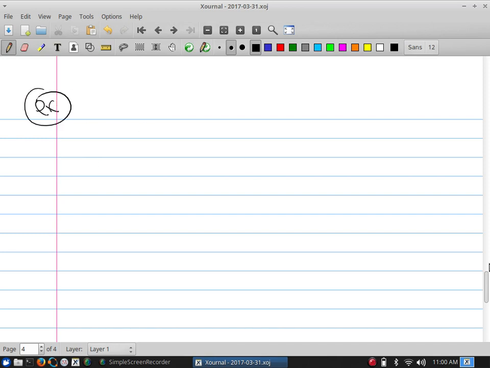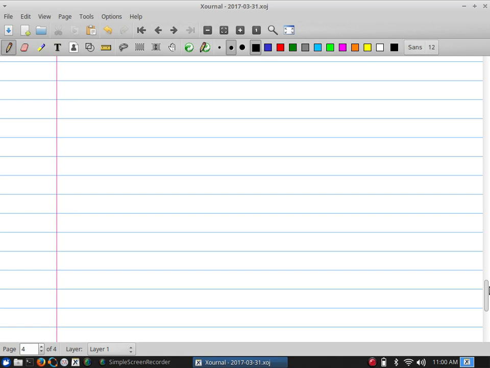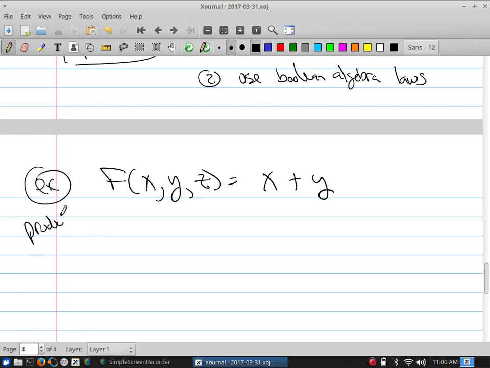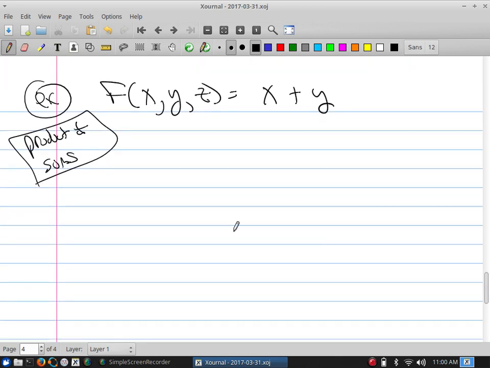Take another example of those Boolean algebra laws. Say f of x, y, and z is equal to x plus y. I want to see a product of sums, which means I'm looking for max terms. If I'm looking for max terms, a max term has all three variables separated by addition. And they're either the variable or the complement of the variable.